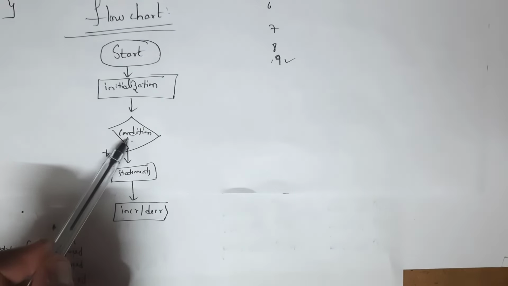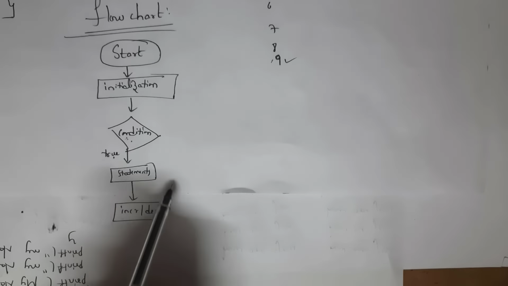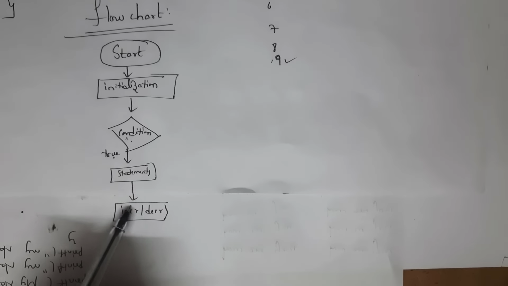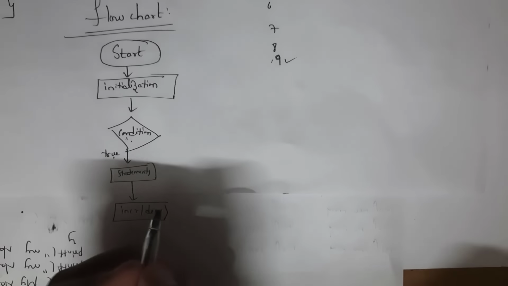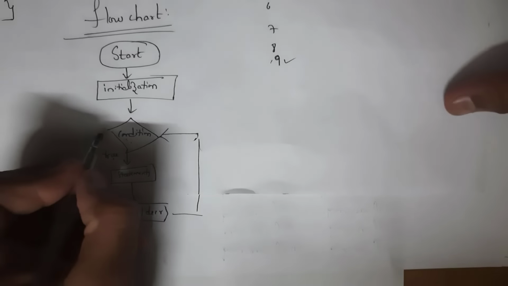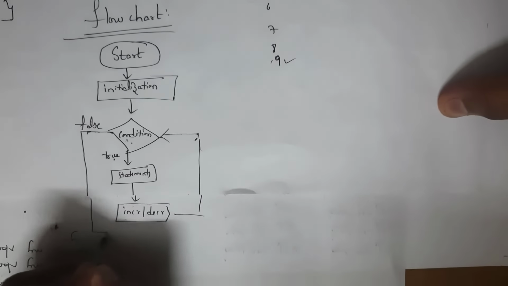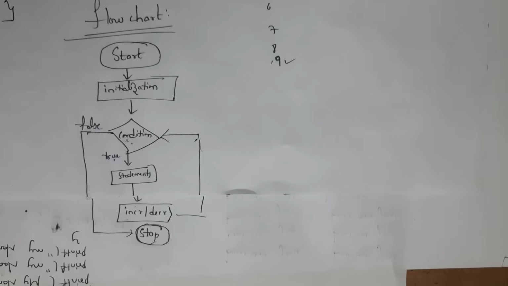Until this condition is true, statements inside this for loop will be printed. Whenever it prints a statement, it will increment the value. After incrementing the value, again it will check the condition. And at last, if the condition is false, then we can stop the for loop. So at last, right here, stop. This is the flowchart for the for loop.